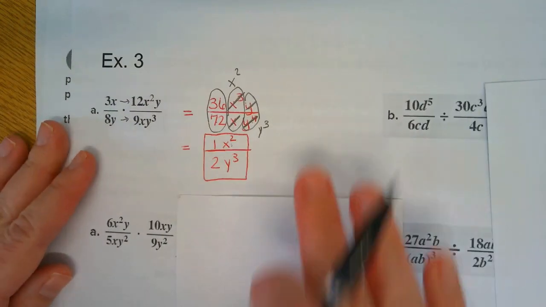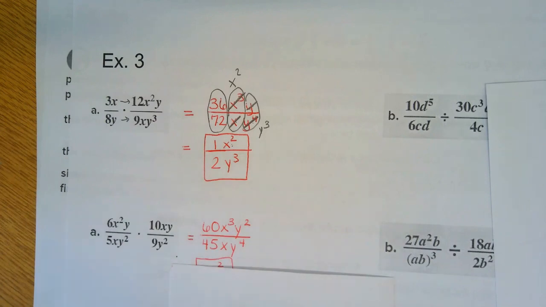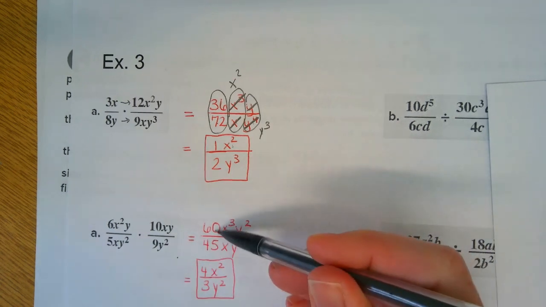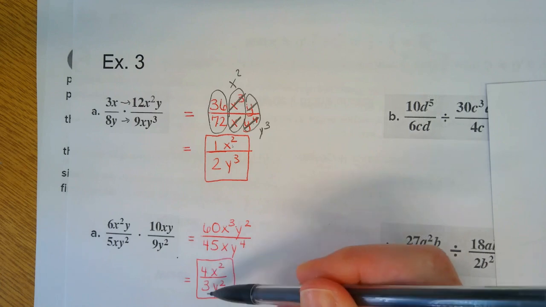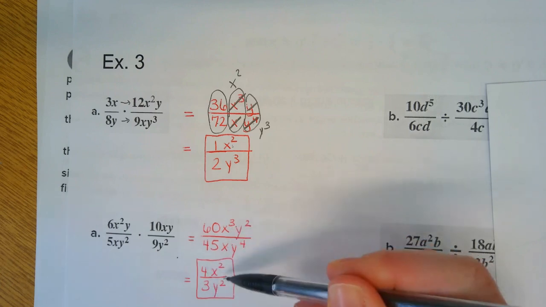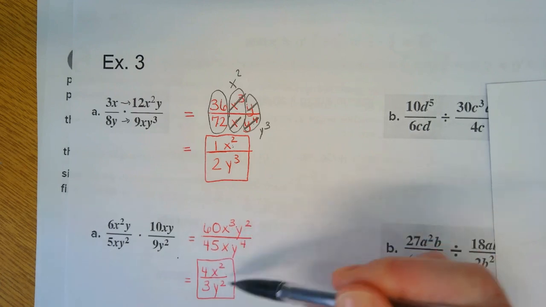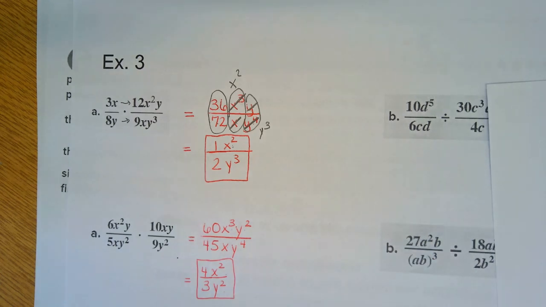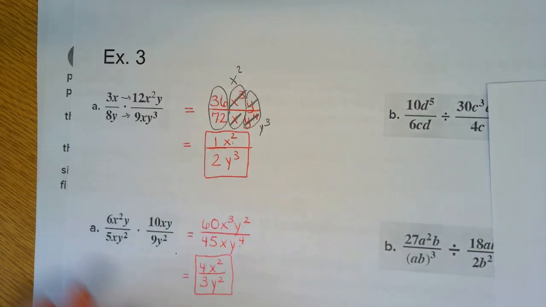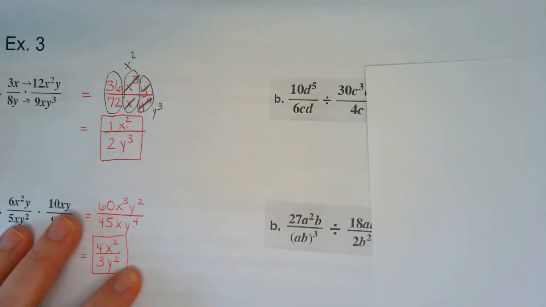Okay, so on this one, you would want to multiply straight across. So you should have gotten 60 x to the third, y to the second, and then over here, 45x, y to the fourth. You're going to simplify 60 over 45, so that's going to become 4/3. Subtract your x's, so x squared. Subtract your y's. Y squared gets left on the bottom because that's where you had more left over.